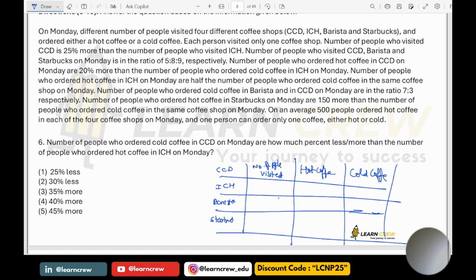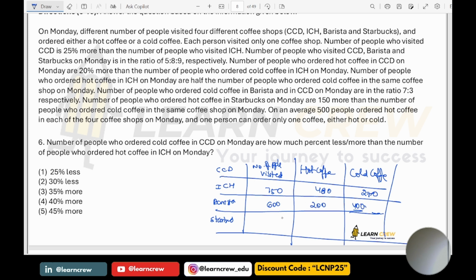So here finally, if we apply it, what we are going to get is CCD total number of people visited is 750, and number of people who ordered hot coffee is 480, and cold coffee would be 270. After entire calculation, I am telling ICH will be 600, this is 200, this is 400.